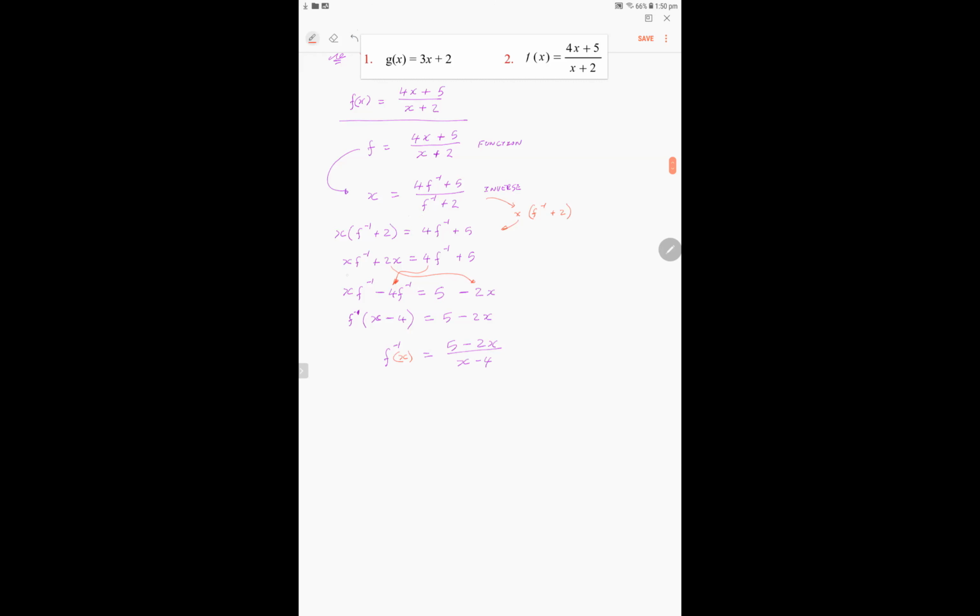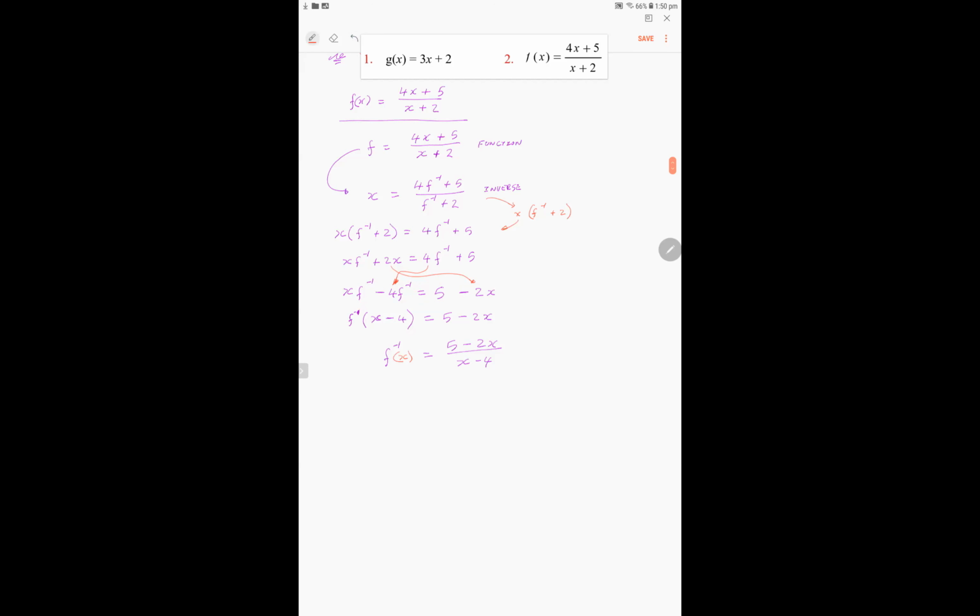And after we do that, we expand out this to get that. Then after we expand it out, we're transposing. So we take this 4f to the minus 1 over onto this side and it becomes minus. And we take this plus 2x over onto this side and it becomes minus 2x. And then what we do now, we factorize the f to the minus 1 out of these two terms. And that's how we get the x minus 4 in the bracket.